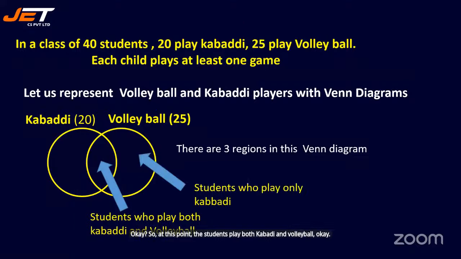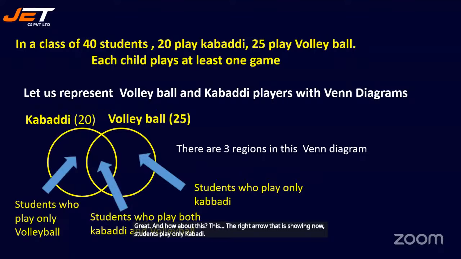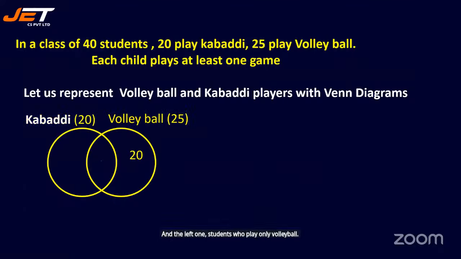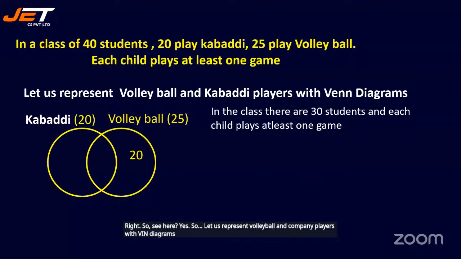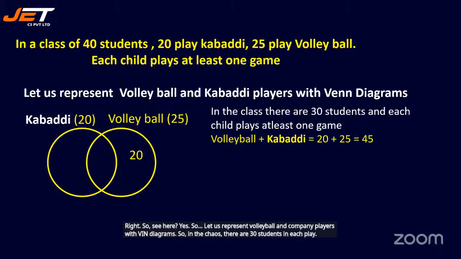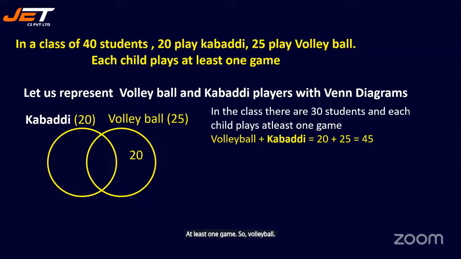And how about this? The right arrow that is showing now, students play only kabaddi. And the left one, students who play only volleyball. So let us represent volleyball and kabaddi players with the Venn diagram. In the class, there are 40 students and each plays at least one game. 20 play kabaddi, 25 play volleyball, so it is 45.